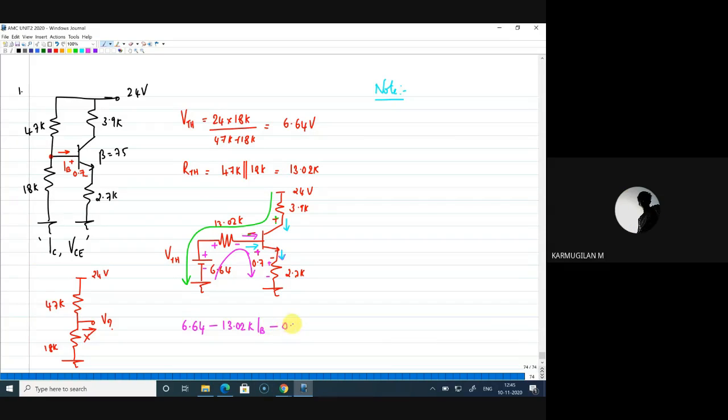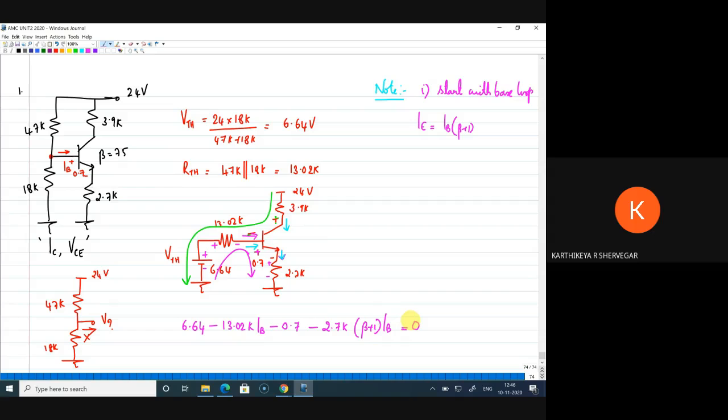Minus 0.7, minus (1 plus beta) into IB into 2.7 K, right? So 2.7 K into (beta plus 1) into IB. Why? Because we know that IE is equal to IB into (beta plus 1). So the note I was telling is start with the base loop. Thank you, Karmagil. Kartikeya, this is equal to 0. In this, the only unknown is IB, beta is given as 75. Can you calculate and tell me what the IB value is?